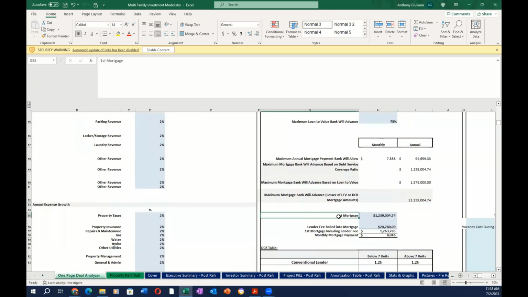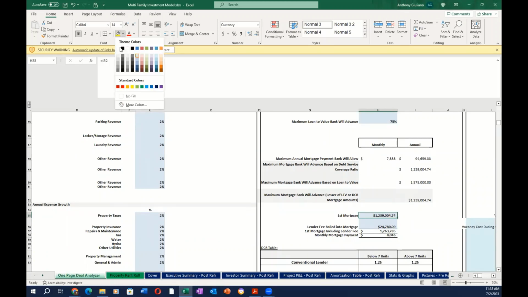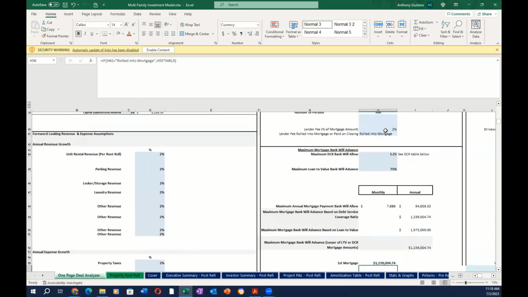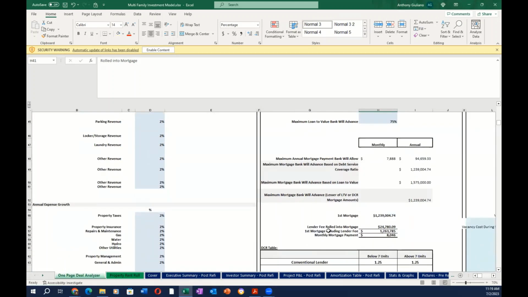So the next section here is the first mortgage the bank will advance, again the lesser of the two, and then the lender fee. Remember up here when I selected that the lender fee would be rolled into the mortgage, that's where it gets rolled in here. So that means your actual total monthly mortgage payment will be $8,046.